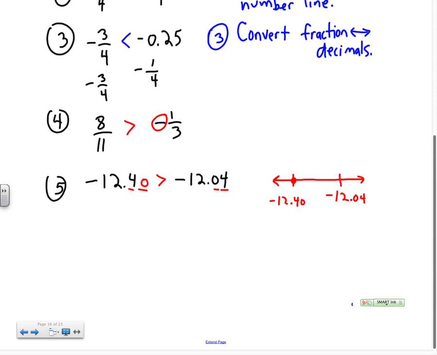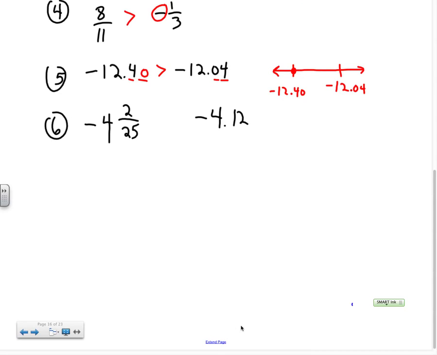Okay, I'm going to give you one more. This will take a little bit of work, but the kind of things we've already done. So negative 4 and 2/25, that's a negative mixed number, compared to negative 4.12. That's a negative mixed number, but it's in decimal form. So we have a choice. We can either change the fraction into a decimal or the decimal into a fraction. I think I am going to turn my decimal into a fraction. So I know that negative 4 and 12/100ths looks like that.